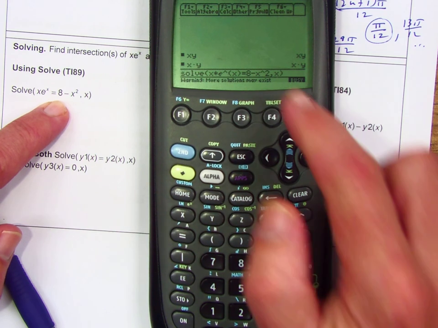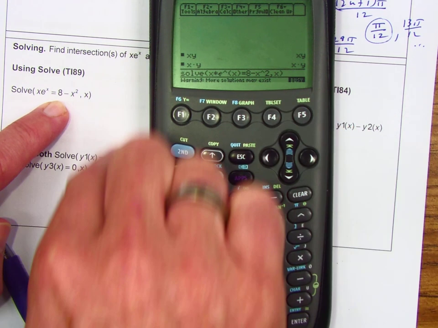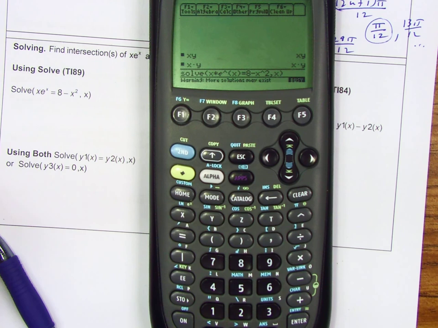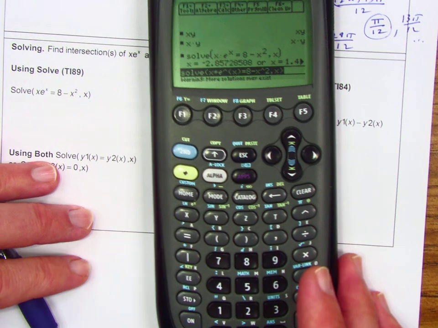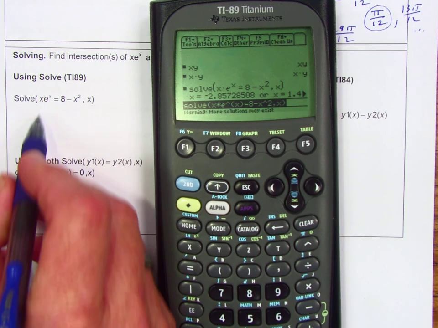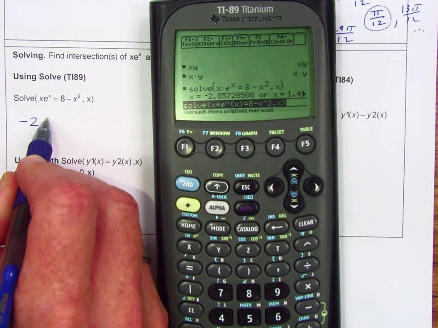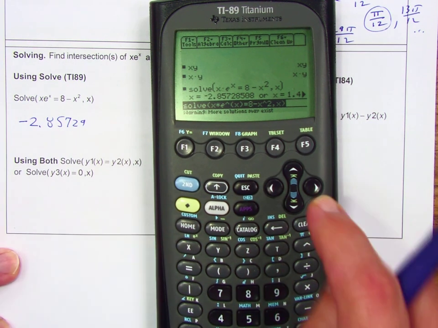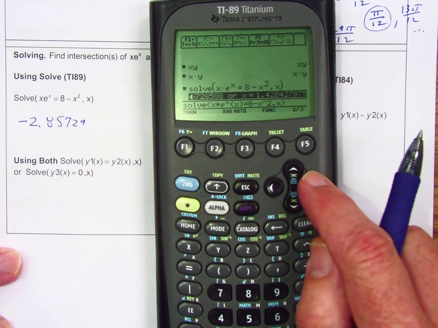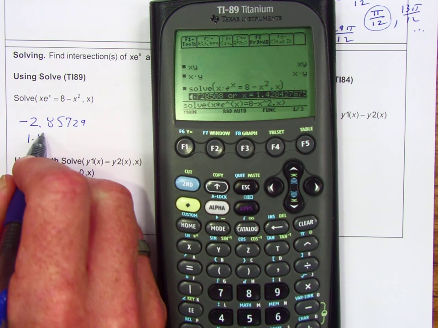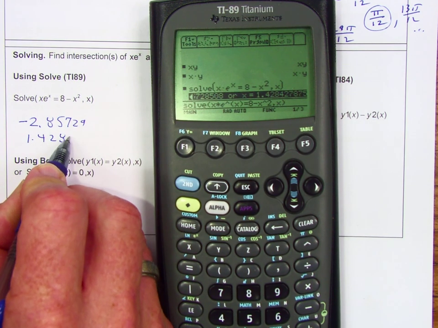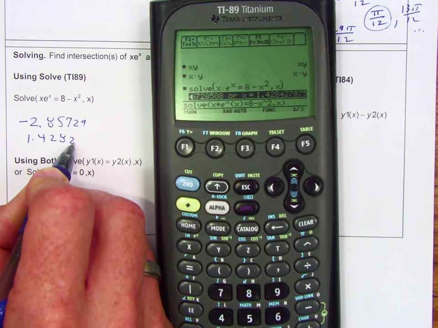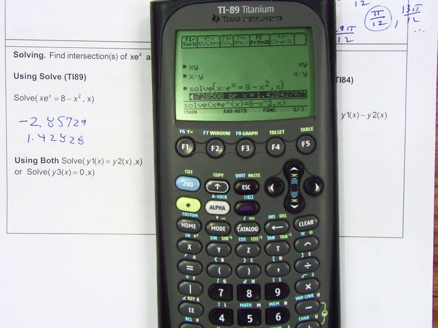So we've got a parabola, which you know goes like this. It's thinking, takes a while. Some of these are not automatic. So it actually gave me two solutions. My first one would be at negative 2.85729, and I cursor over, and the other one is 1.428. So that's in decimal form.